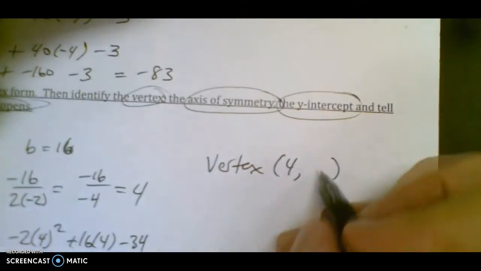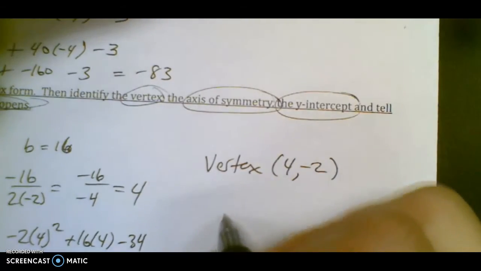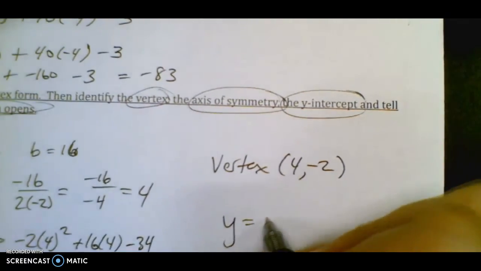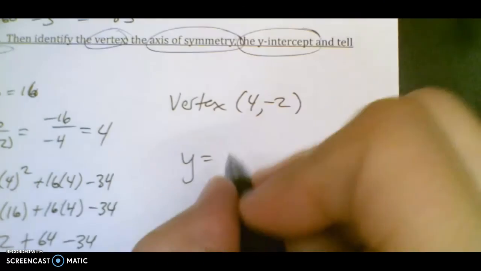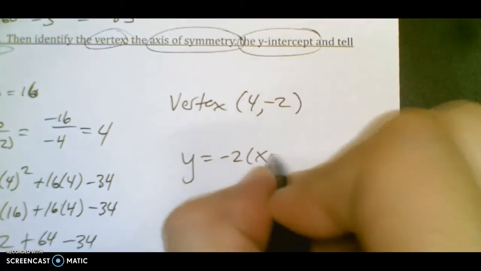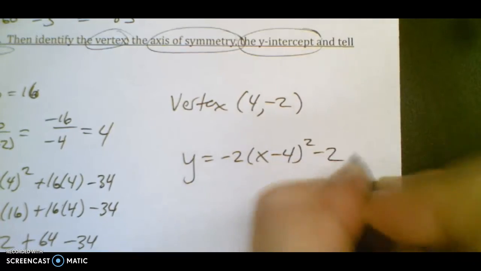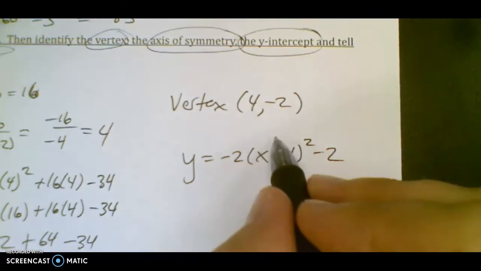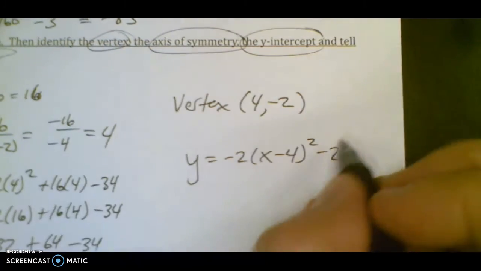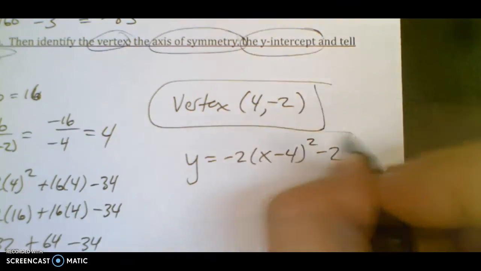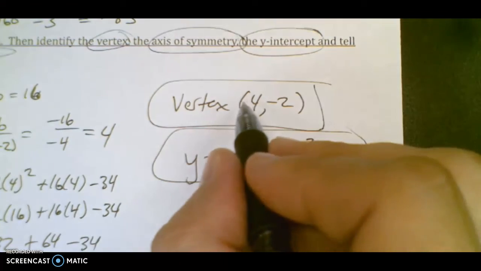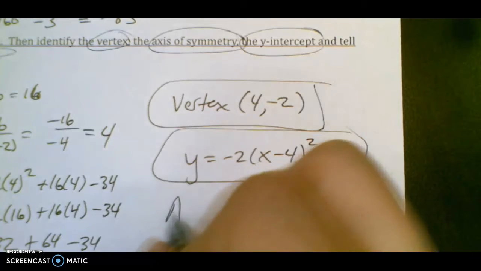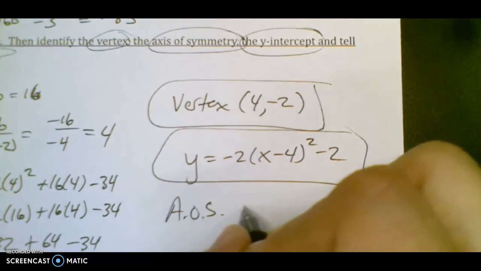So I know my y part is negative 2, and then I know my equation is going to be, remember, you grab the a from here, that a is negative 2, times (x - 4)² minus 2. So the x part lies to you, the y part tells you the truth. So there's my vertex. There's my equation in vertex form. My axis of symmetry, remember, I steal the x part of the vertex. Kind of like yesterday.